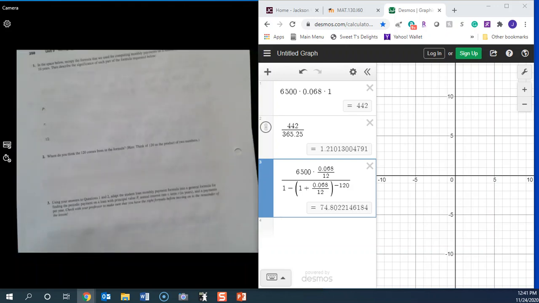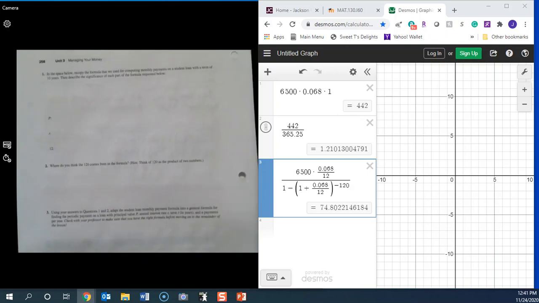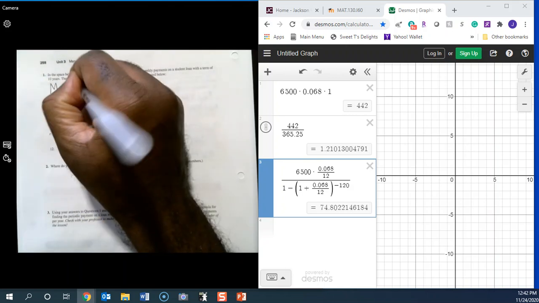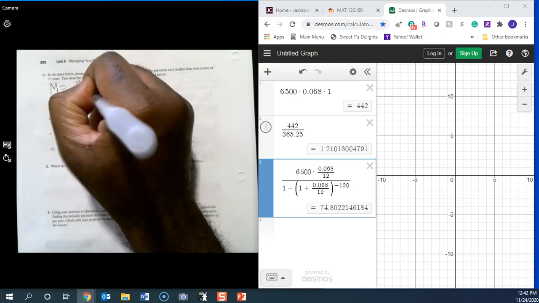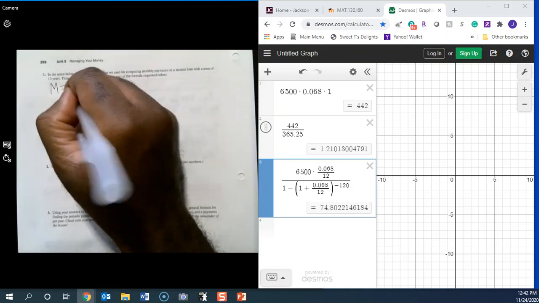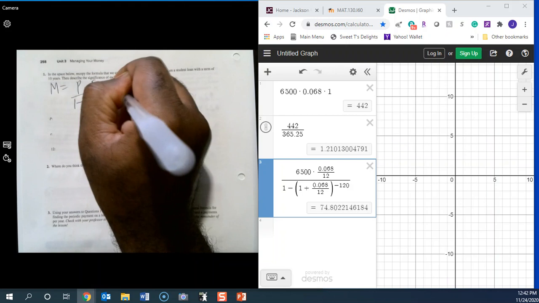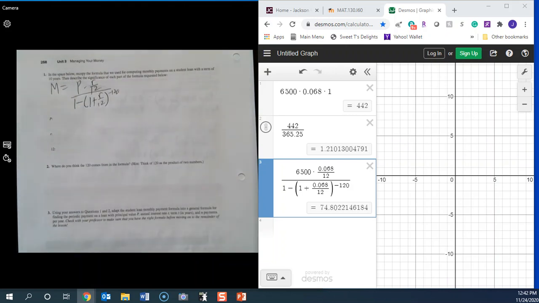Okay, now we come here to the back. It says in the space below, recopy the formula that we use for computing monthly payments on a student loan with a term of 10 years. Then describe the significance of each part of the formula requested below. So we had M is equal to principal times the rate over 12 divided by 1 minus 1 plus the rate over 12 to the negative 120 power.